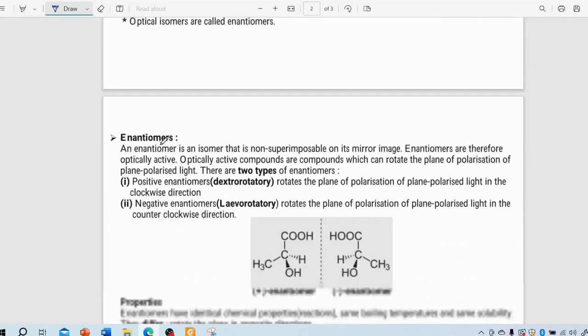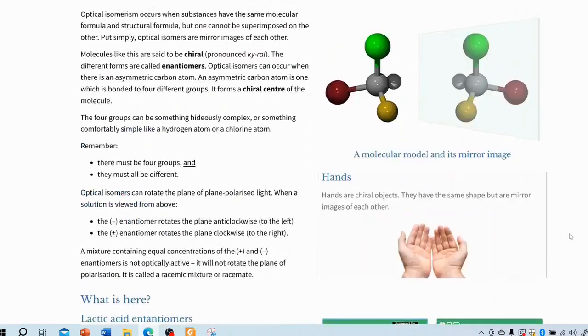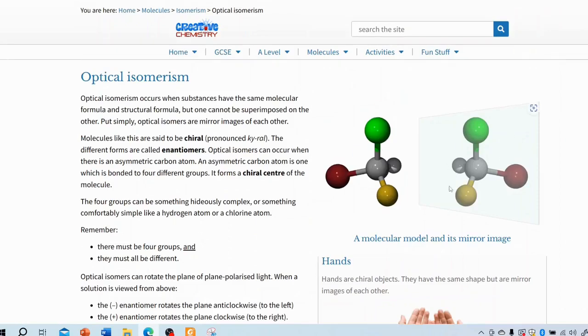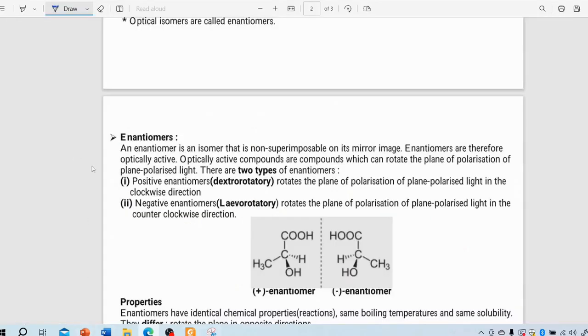So enantiomers. An enantiomer is an optical isomer that is non-superimposable on its mirror image. Okay. So this is an organic compound and this is its mirror image. So no matter how many different ways you arrange this, you can never have this arranged in such a way that it will completely superimpose on top of this. Okay. I will explain that a bit later.